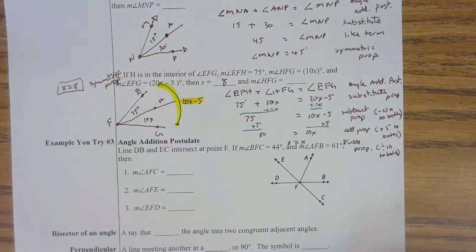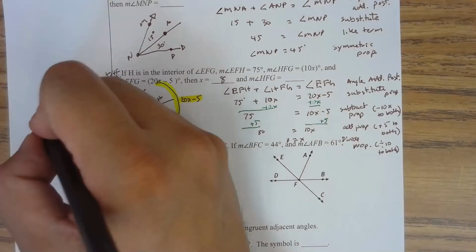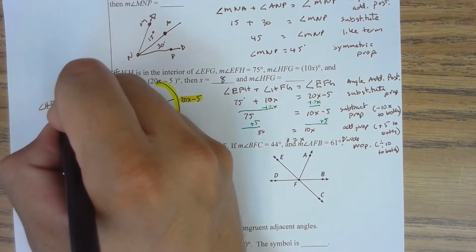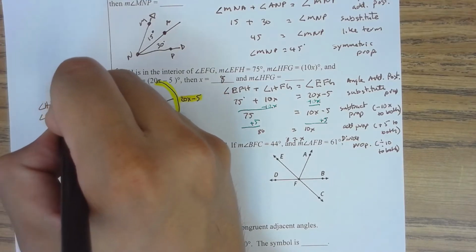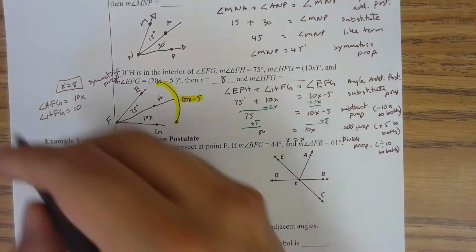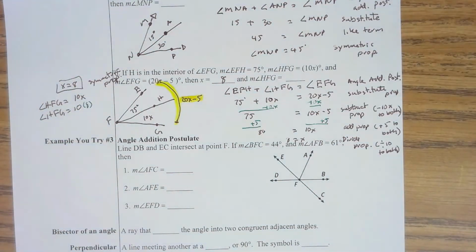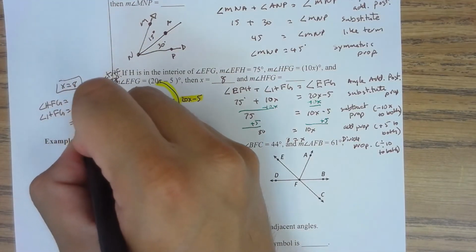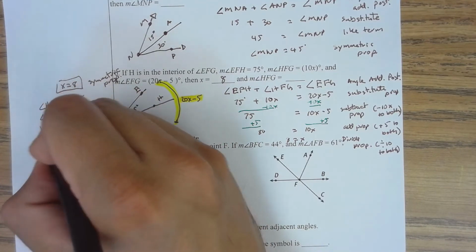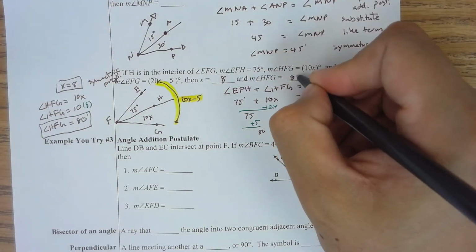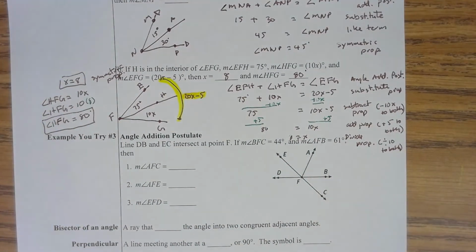So we have 8 here. But they want to know angle HFG. Let's substitute that in, which is 10x. So HFG here is equal to 10, well, we're substituting in 8. So here we do multiplication. So 80 degrees here. Okay. So go ahead and try the next example. It's a lot easier, but these are the type of algebra you want to be able to do for geometry.